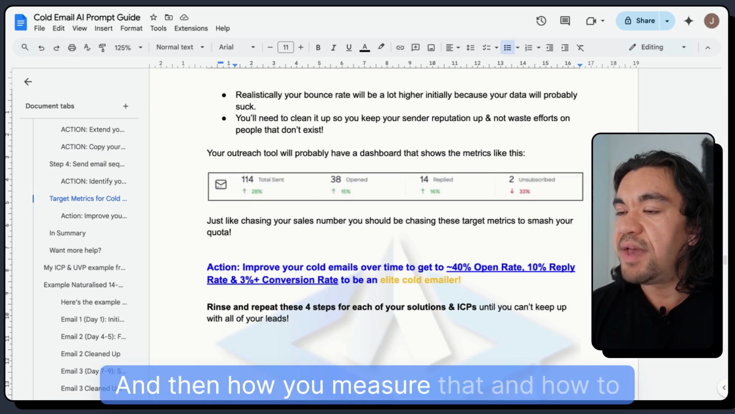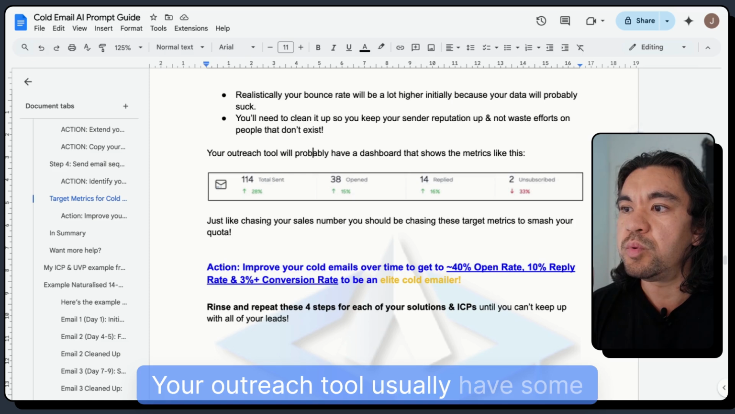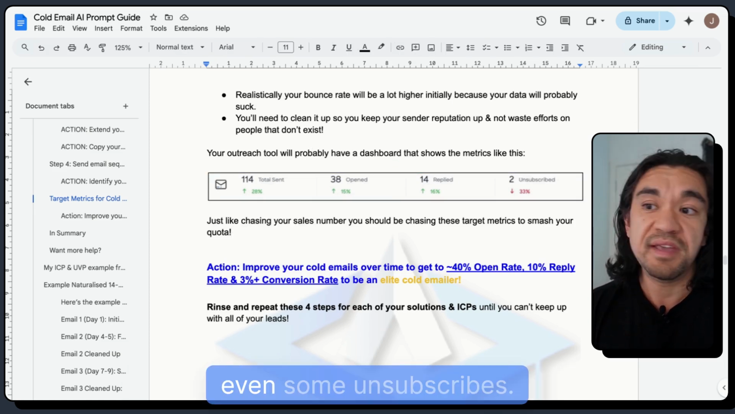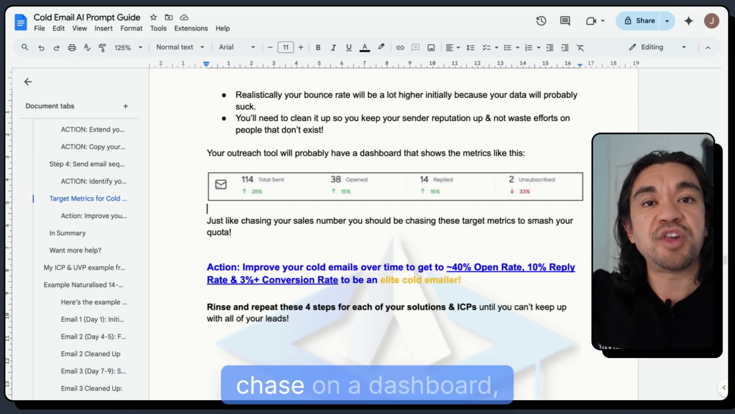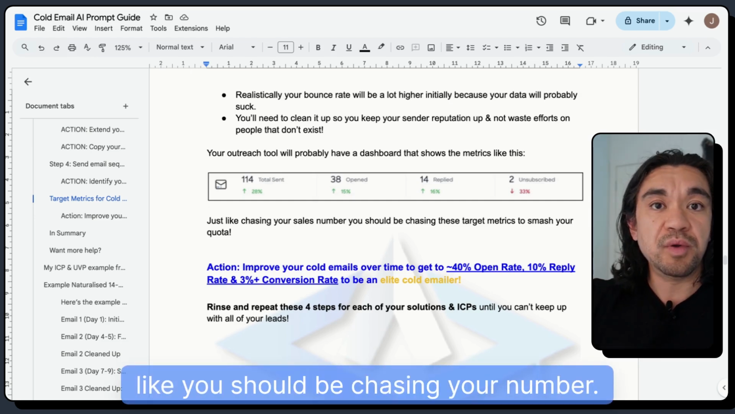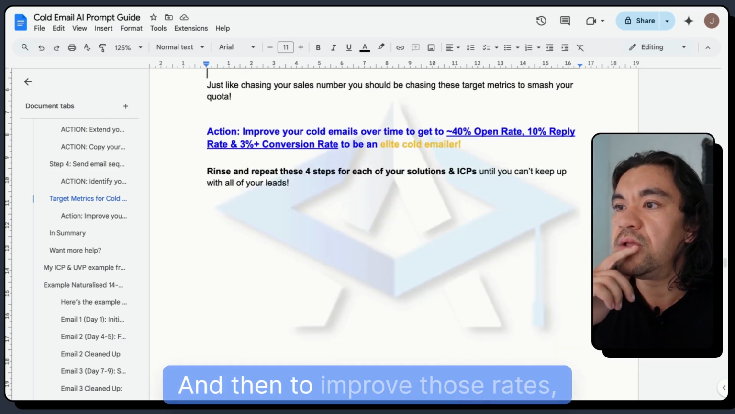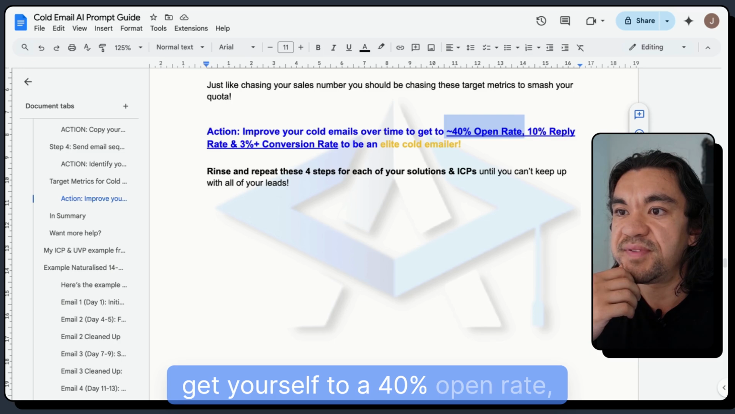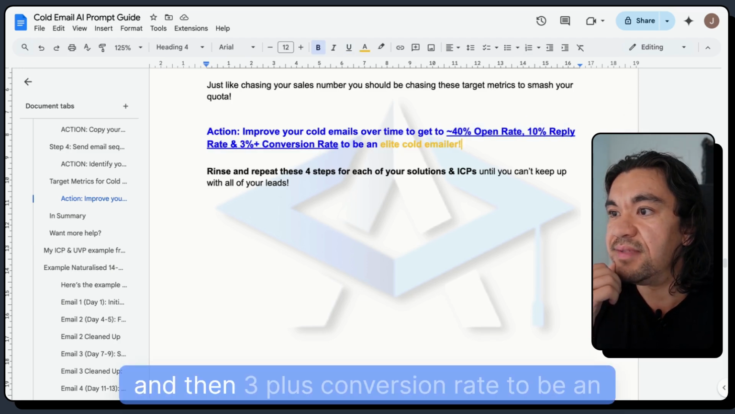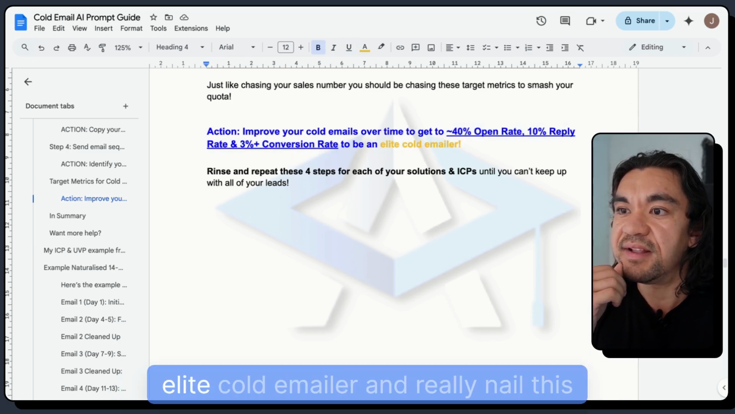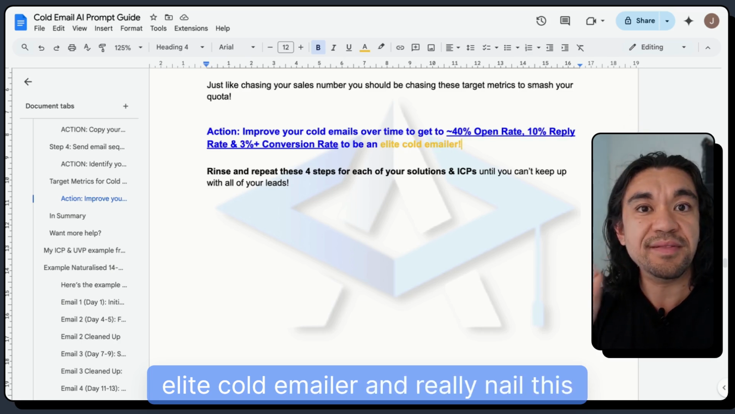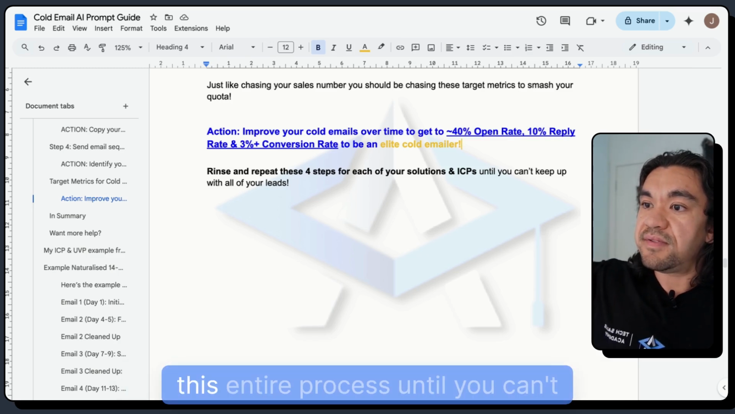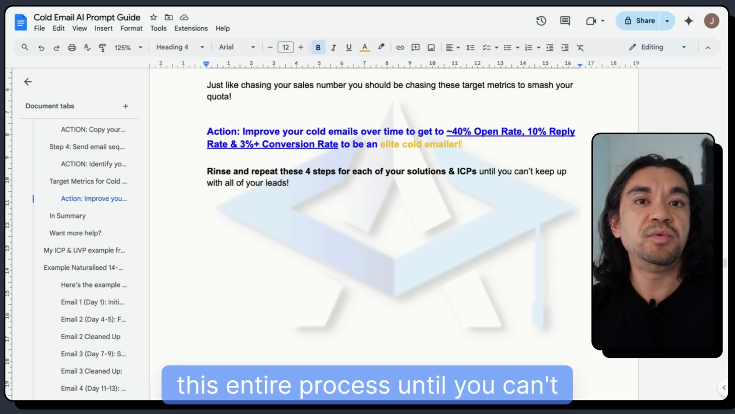And then how you measure that and how you keep an eye on that, your outreach tool will usually have some sort of dashboard that looks like this, that has the total sends, the opens, replies, even some unsubscribes. But there should be metrics that you can chase on a dashboard, like you should be chasing your number, okay? And then the idea is to improve those rates, get yourself to a 40% open rate, 10% reply rate, and then 3+% conversion rate to be an elite cold emailer and really nail this game, okay? And then basically you rinse and repeat this entire process until you can't handle all the leads you've got.